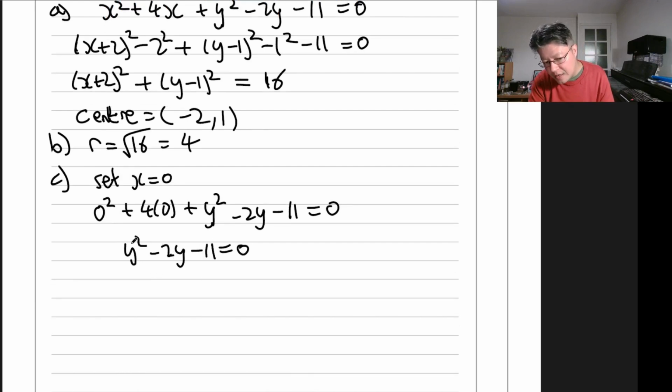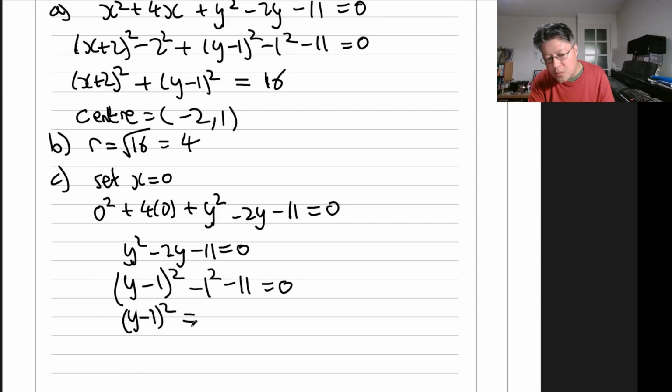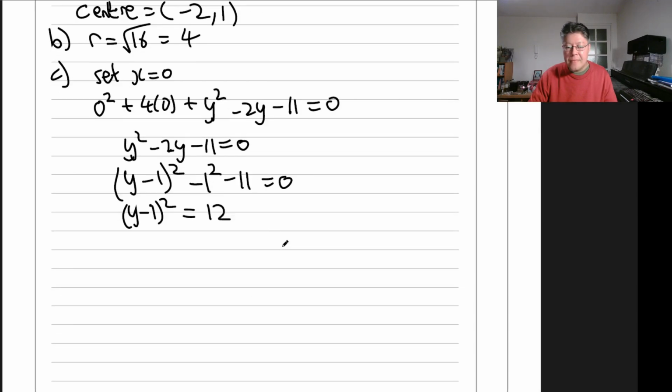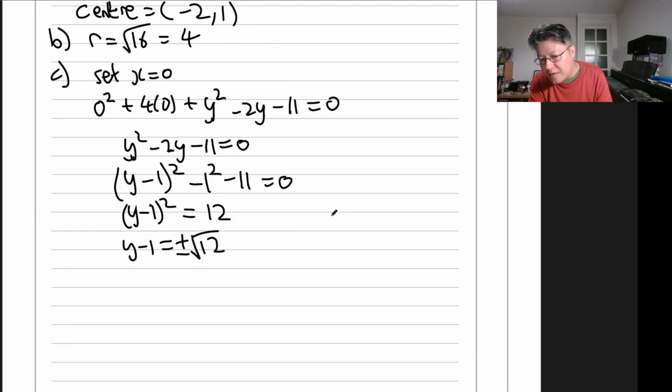And we can solve this, and I'll use completing the square. It's not factorizable with easy numbers because we know the answer is going to be a surd. So we'll use completing the square. So (y minus 1) squared minus 1 squared minus 11 is 0. So (y minus 1) squared equals, so this is a minus 12, we'll bring that over as a 12. So now we can square root both sides. So y minus 1 equals plus or minus root 12. And we can simplify the root 12.